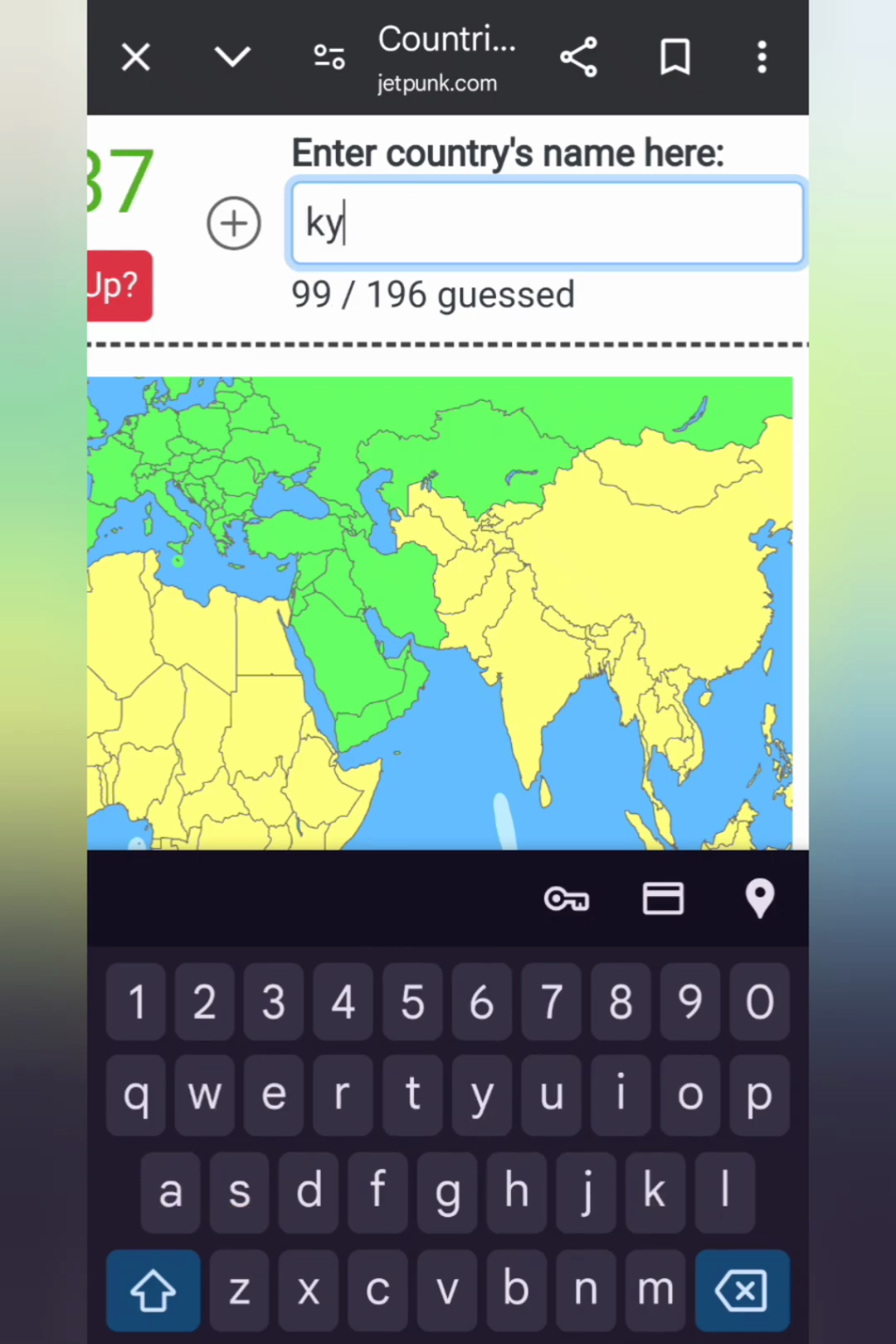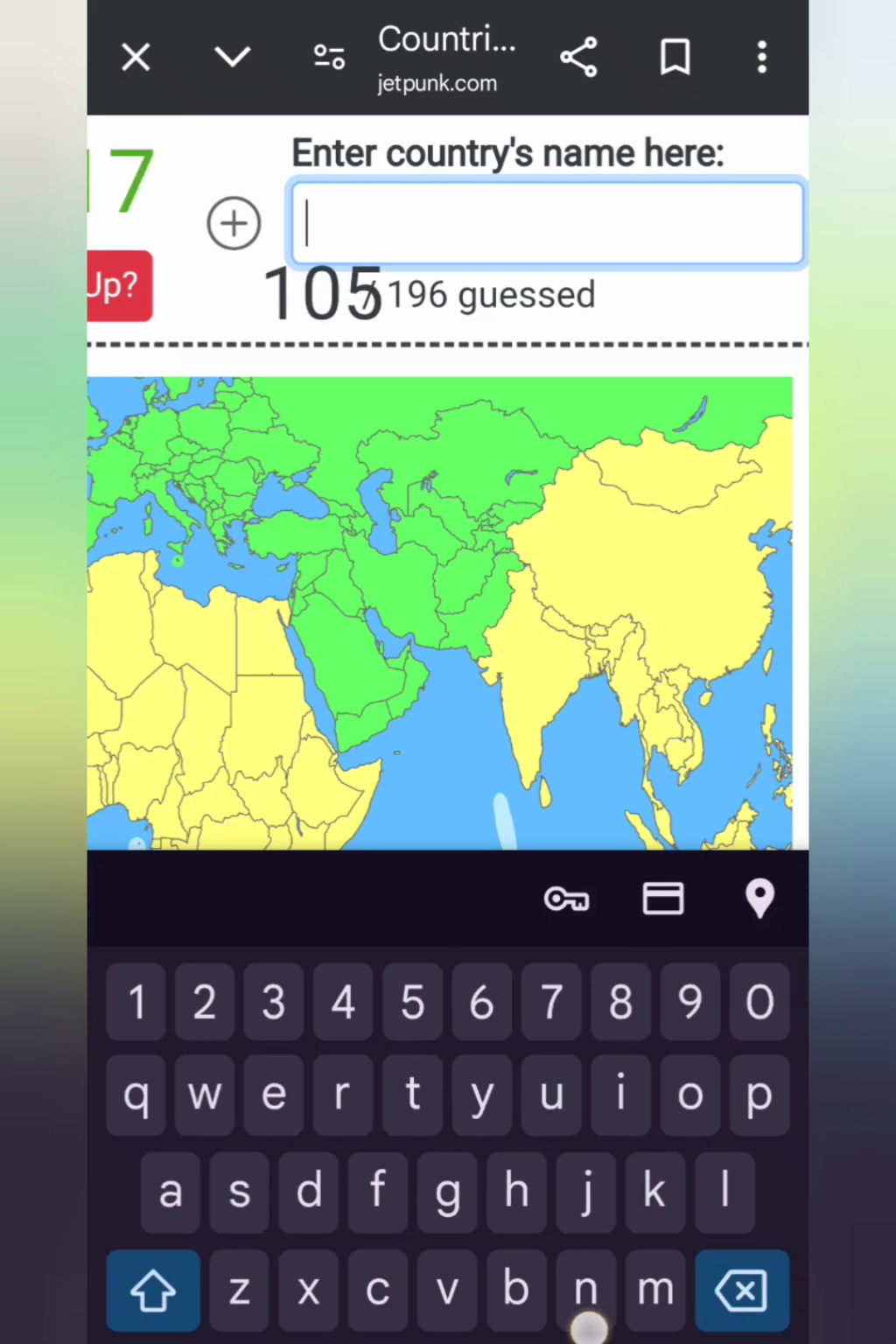Next to Kazakhstan on the right side, Kyrgyzstan. Here we completed 100 with this one. On the left side it's Uzbekistan. Below Uzbekistan it's Turkmenistan. On the right side it's Tajikistan. Below Tajikistan it's Afghanistan.